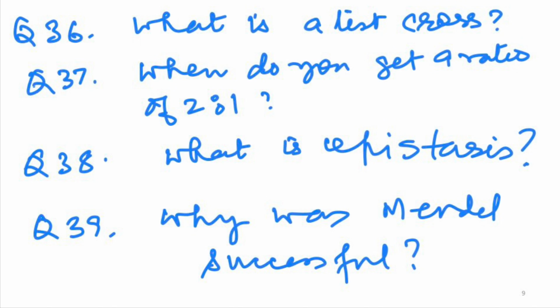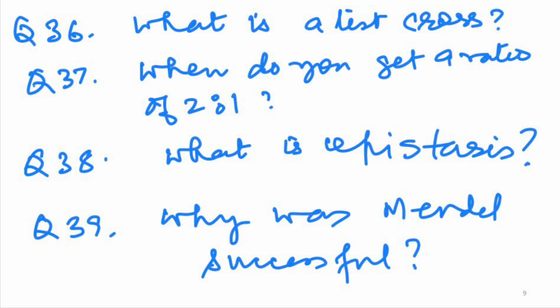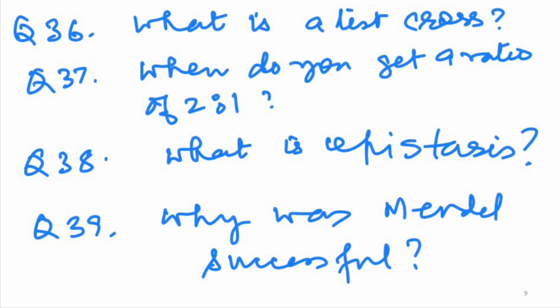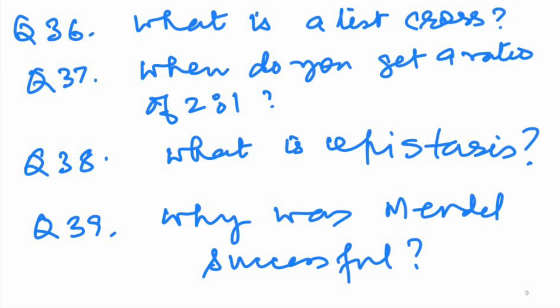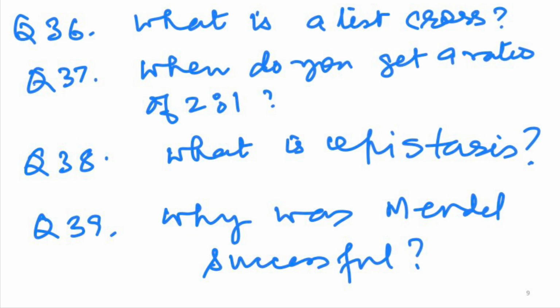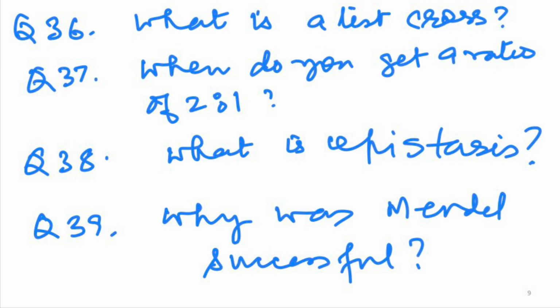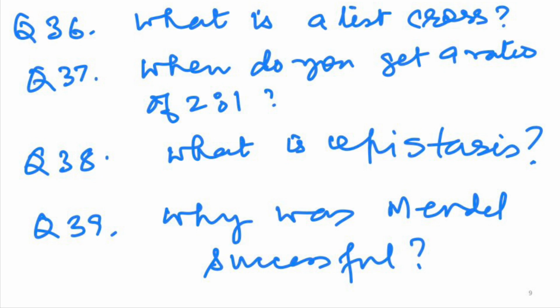Then coming to the ratios, when do you get a ratio of 2:1? The common 5 ratios which you have in your syllabus would be easier to answer, but still sometimes to confuse you, you may be asked about the ratio of 2:1. When do you get that? It is in the case of recessive lethal alleles, where one individual will die and you will get a ratio of 2:1. Recessive lethal alleles.